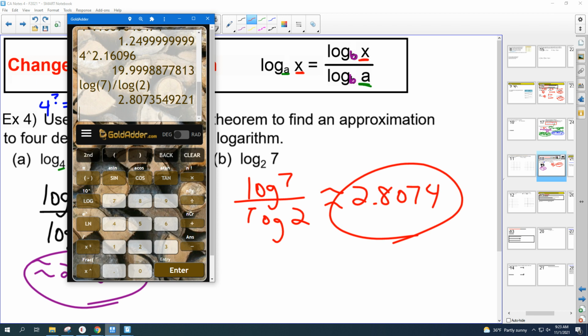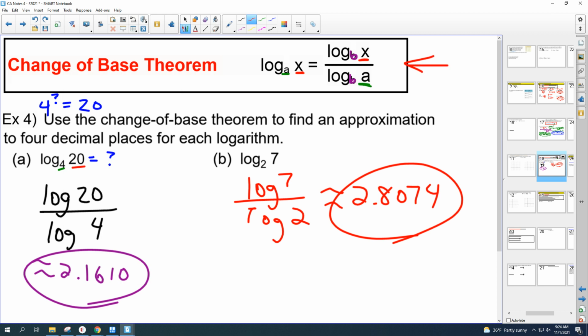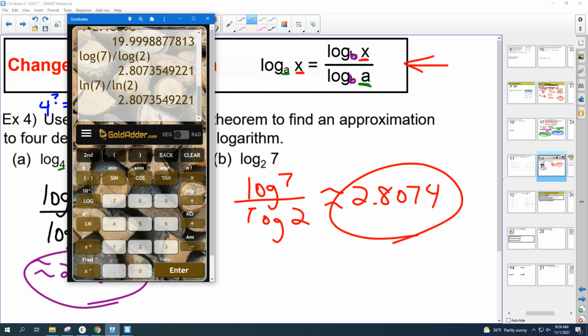Now, what happens if I use natural log? Natural log 7 over natural log 2. It's the same thing, and it should be the same thing because of the way the formula works. Remember when I said b up here in the formula can be anything. You want to use base 10, use base 10. You want to use base e, use base e. It doesn't really matter as long as you do the big number over the small number. The 7 has to go on the top and the 2 has to go on the bottom.